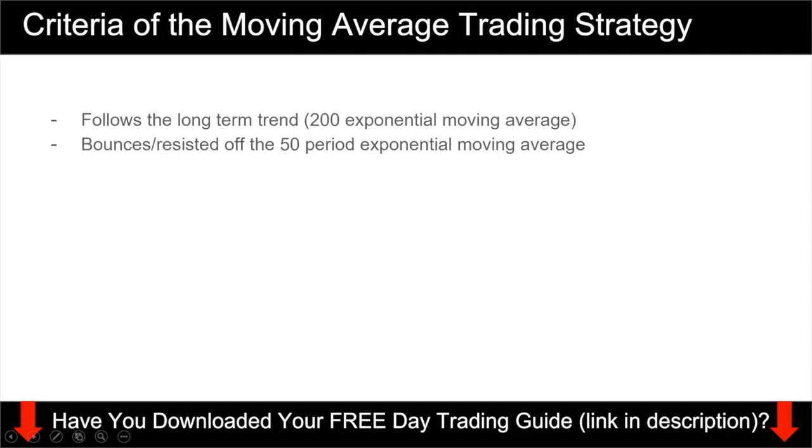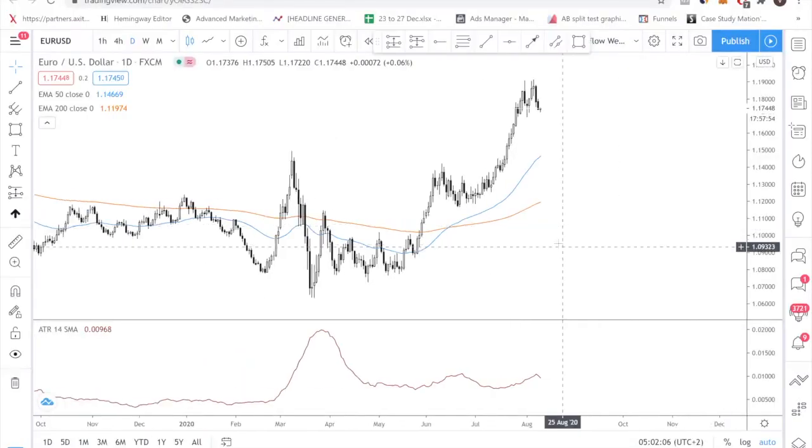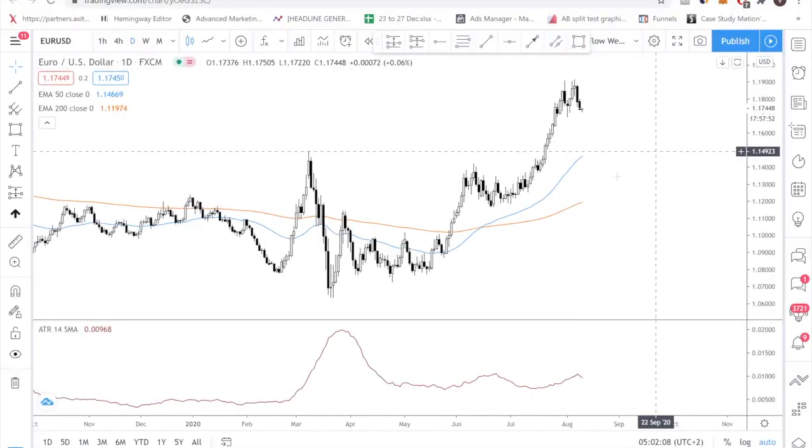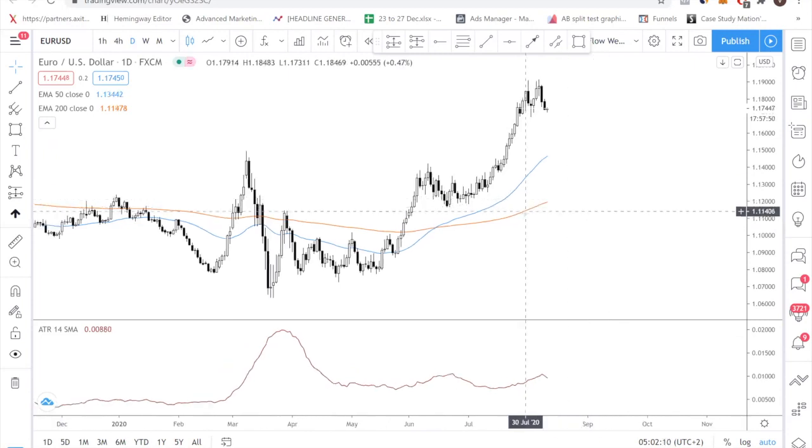Okay, so right here, what we have is the Euro Dollar. We're on the daily chart. The first thing is that we need two exponential moving averages. We have the 50 period and we have the 200 period. In this case, this blue line here is the 50 period and the orange line is the 200 period exponential moving average.